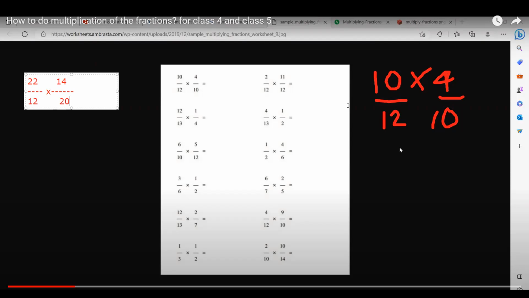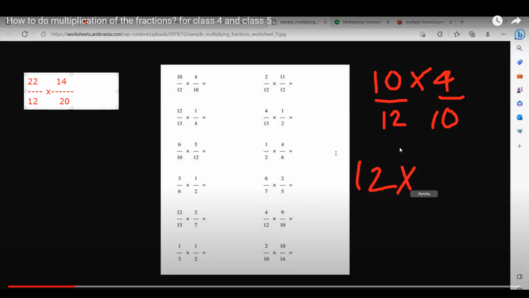Very good. Abhishekta, the first answer is correct. Avishikta, the second answer is... Which one is second according to you, Avishikta? Is 2 by 12 into 11 by 12 the second one, or 12 by 13 into 1 by 4 the second one? Very good. It's correct, Avishikta. Number 2 is correct.